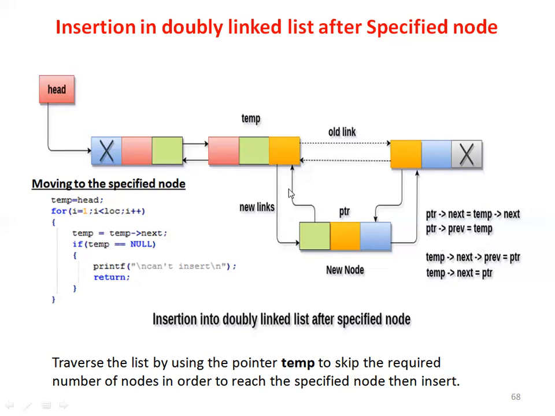And then lastly, this field we have to update, and here we must store the address of this node, and this field is temp->next. So temp->next = ptr. Okay, so after doing the changes in the links here, this way we can insert this new node. So this is how we can insert a new node after a specified node in a doubly linked list.